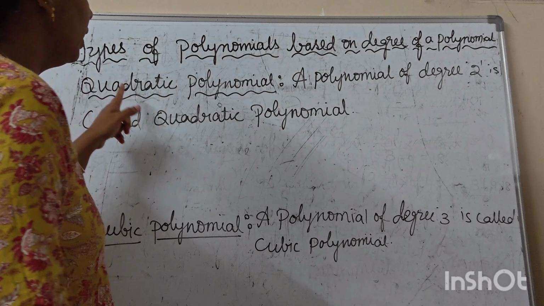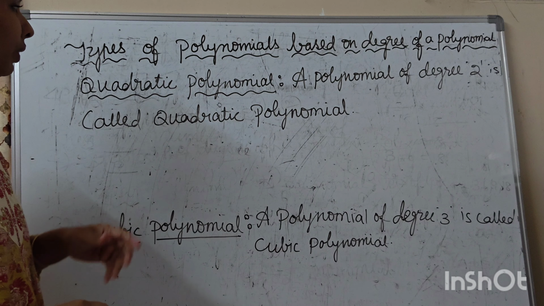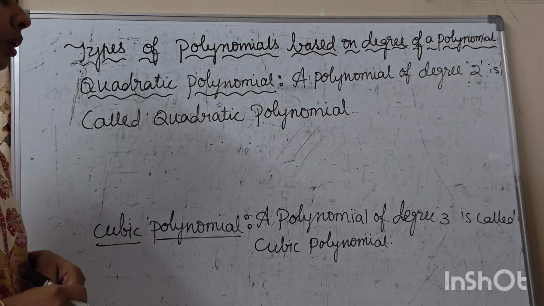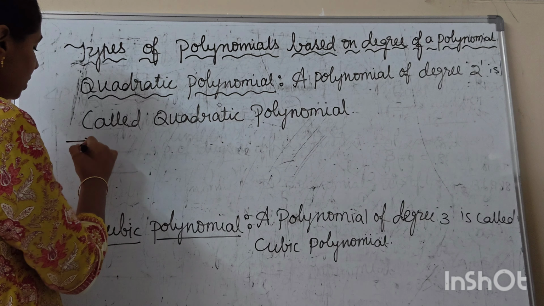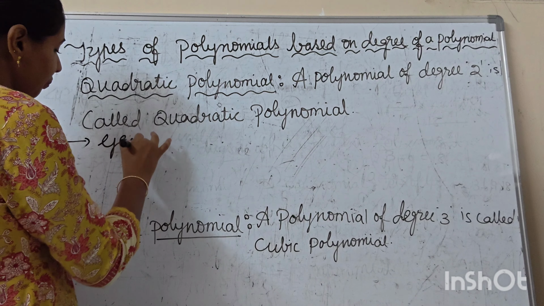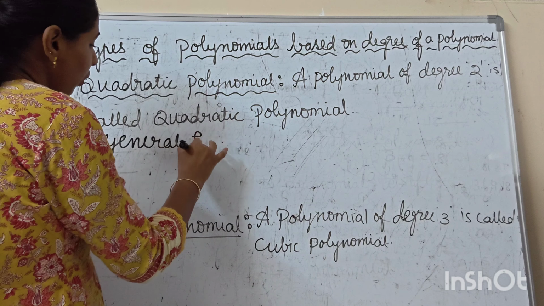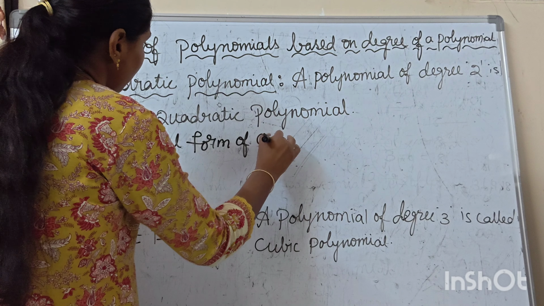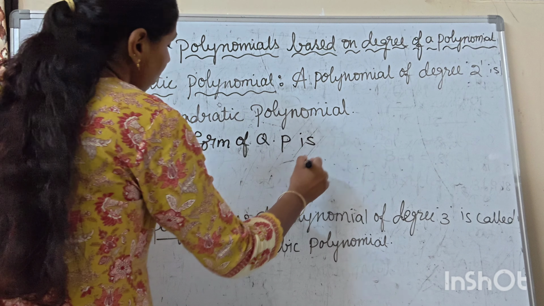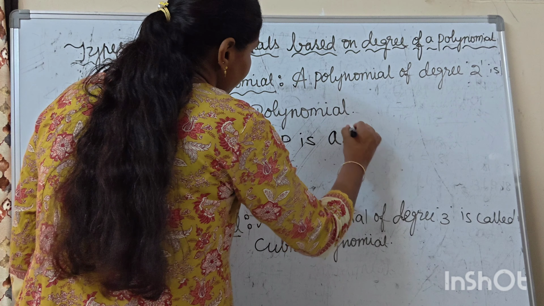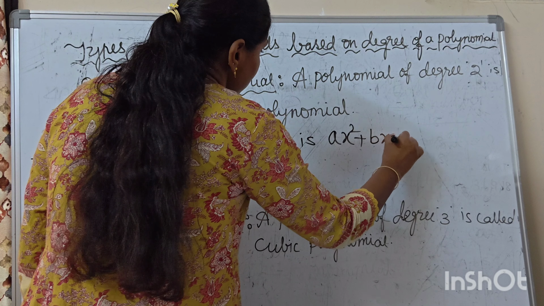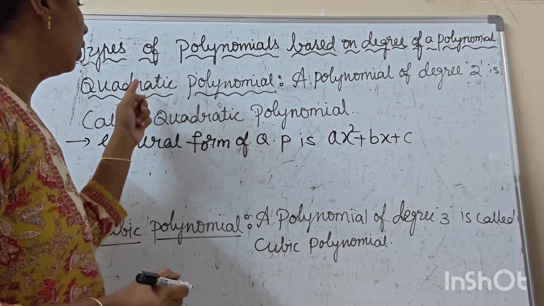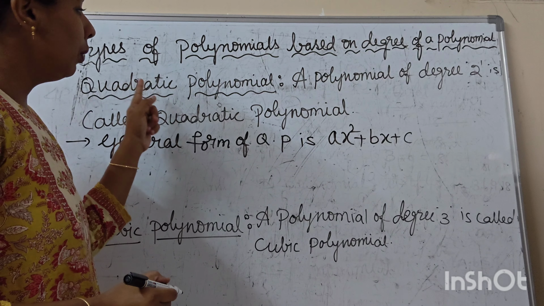Now, next one is the quadratic polynomial. A polynomial of degree 2 is called a quadratic polynomial. The general form of a quadratic polynomial is ax square plus bx plus c. Here the highest exponent is what? 2. So we call it a quadratic polynomial.